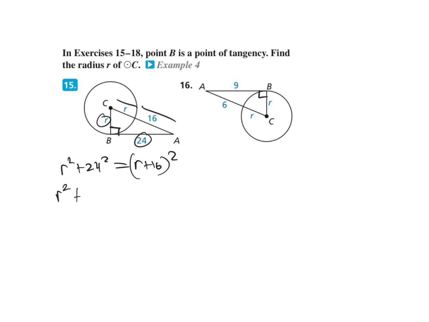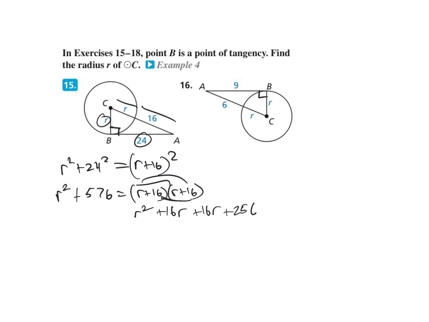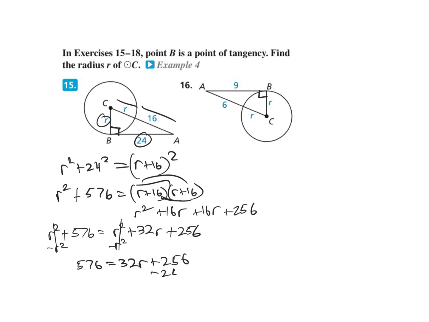So r squared plus 24 squared is 576. And now you have r plus 16 times r plus 16. So that's r squared plus 16r plus 16r plus 256. So on the left we have r squared plus 576 equals r squared plus 32r plus 256. Now we get everything on one side. Let's subtract r squared, and thankfully those go away. So we have 576 equals 32r plus 256. Let's subtract 256.